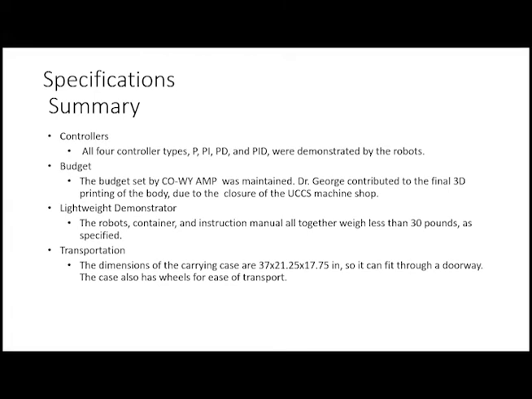Dr. George contributed to the final 3D printing of the body due to the closure of the UCCS machine shop for the last half of the semester. The robots, container, and instruction manual altogether weighed less than 30 pounds as specified. The total weight of the project was 15.46 pounds. The dimensions of the carrying case are 37 by 21.25 by 17.75 inches, so it can fit through a doorway. The case also has wheels for ease of transport.